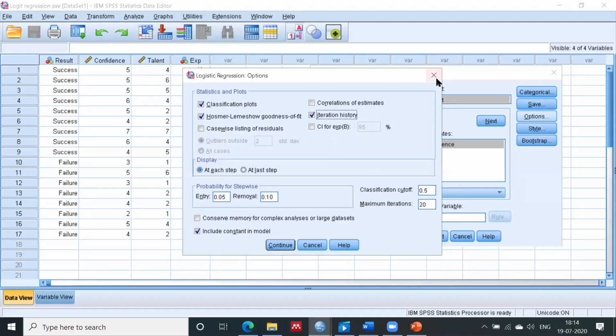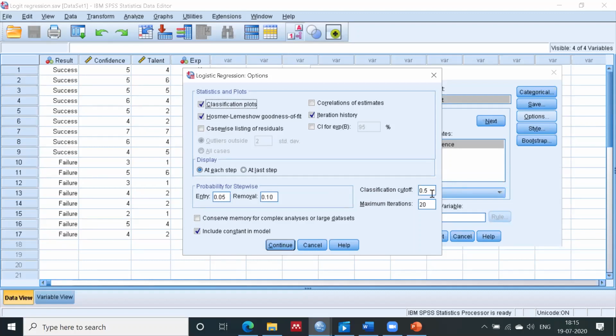So in the options, you just check these three options: classification plots, Hosmer-Lemeshow, and iteration history, right? Classification cutoff is of course 0.5. What is 0.5? It means that there is one dependent variable and two categories in the dependent variable, right? So of course 0.5 means 50%, 50% for the failure and 50% for the success.